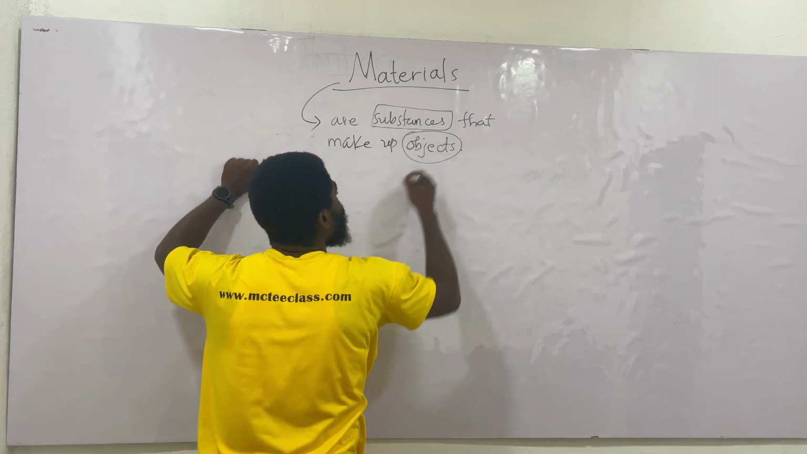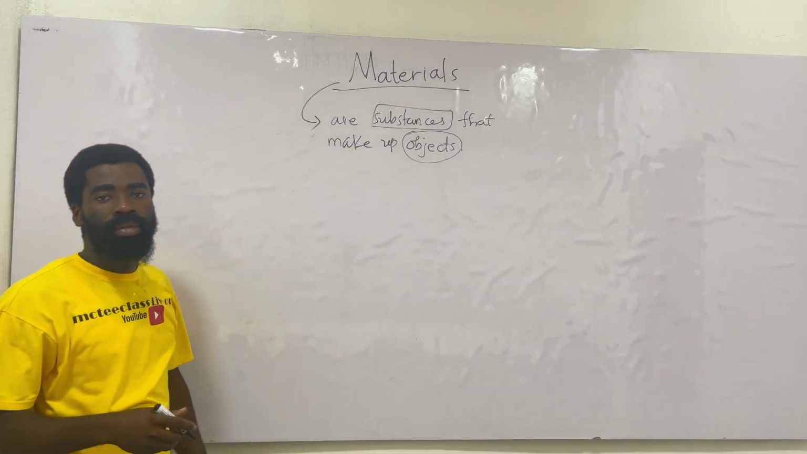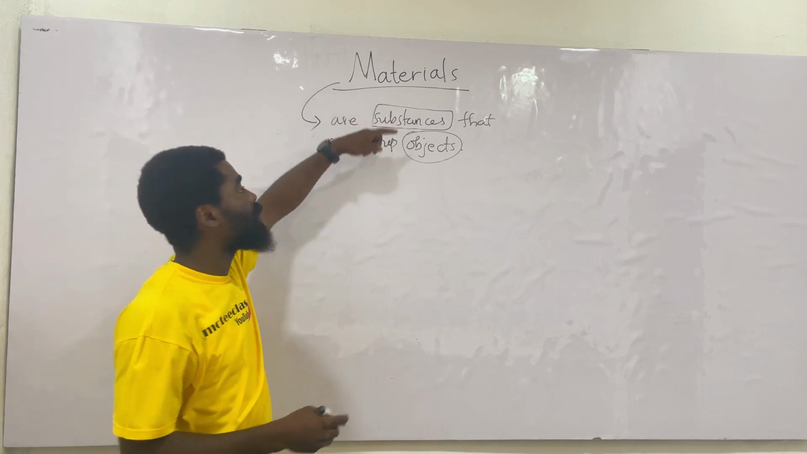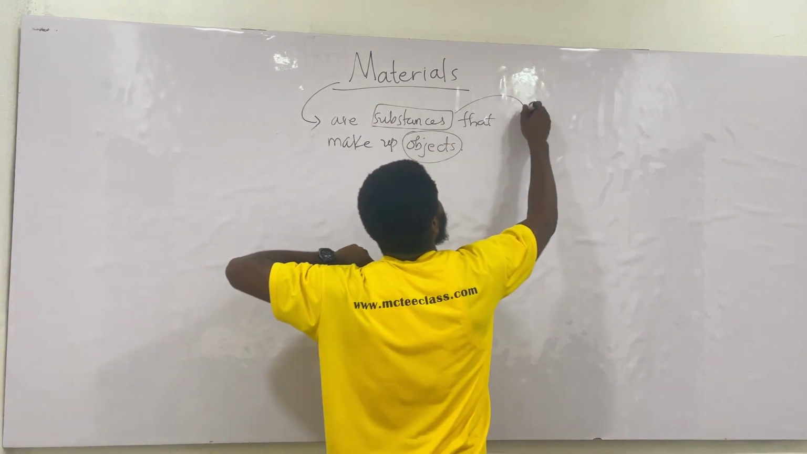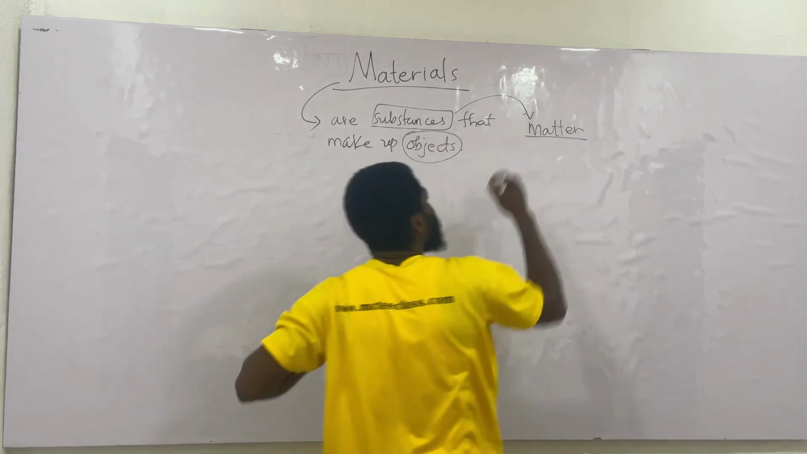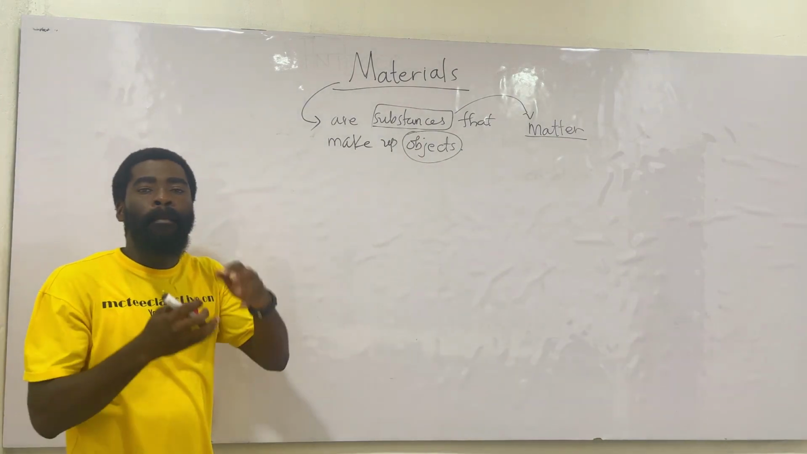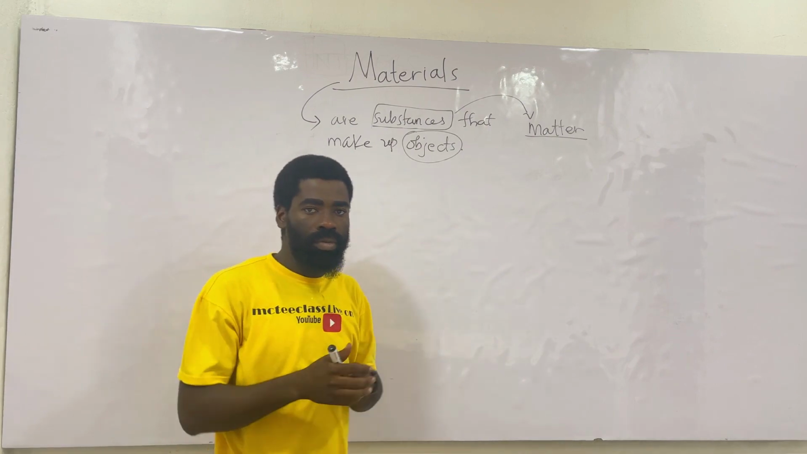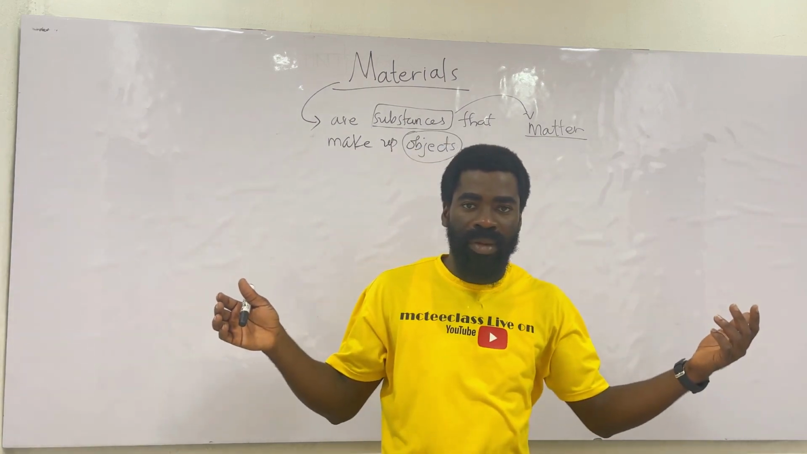Any object at all you have in this world is made up of what? Of materials. Now, these substances can be referred to as what? As matter. And that's where our topic will be leading to. These substances are matter, the building blocks of most things. You get the point I'm making here?